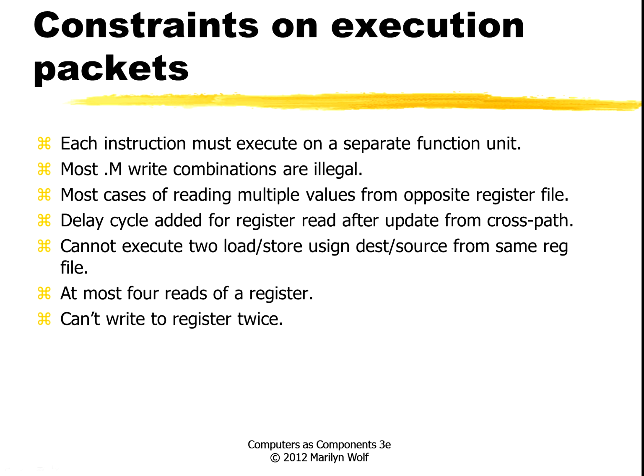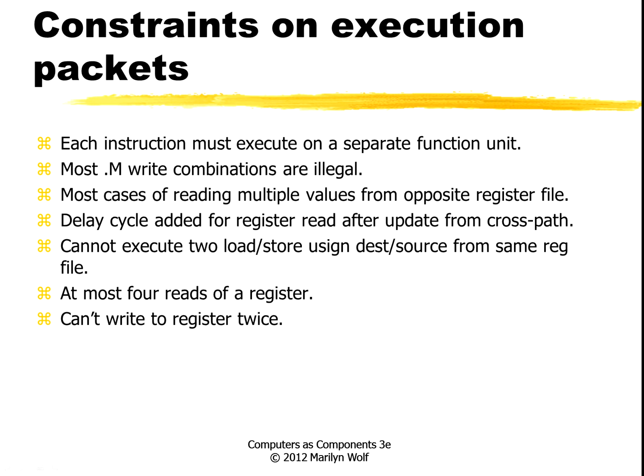Now, there are a lot of constraints on what can be done simultaneously, and the compiler or the assembly language programmer has to make sure that this code does not violate these constraints. So we can't run 2 instructions that require the same function unit at the same time. So, for example, if 2 instructions both need S1, they have to run separately.